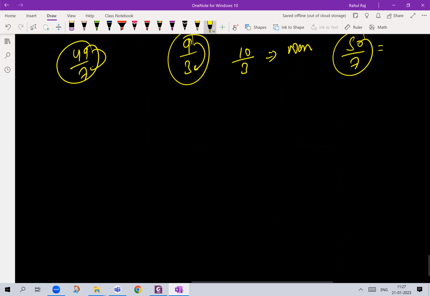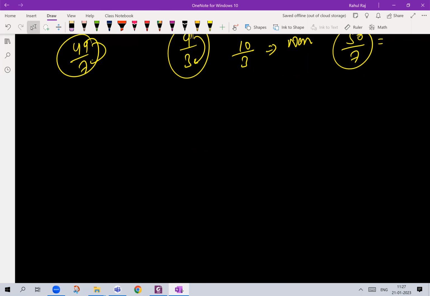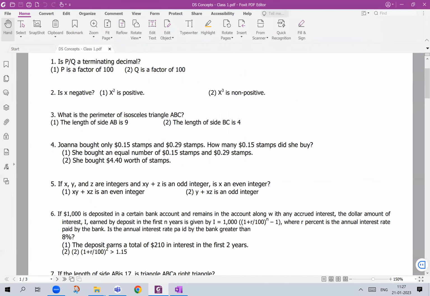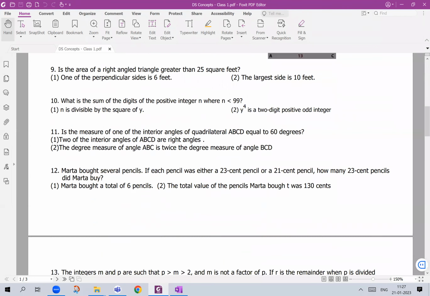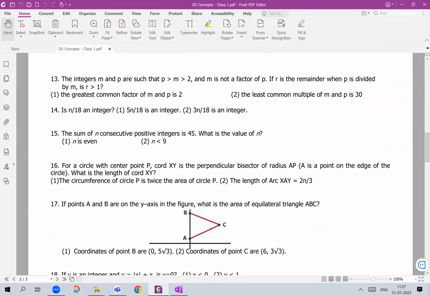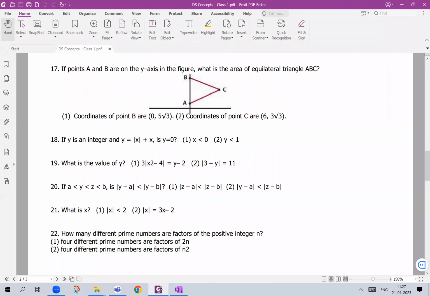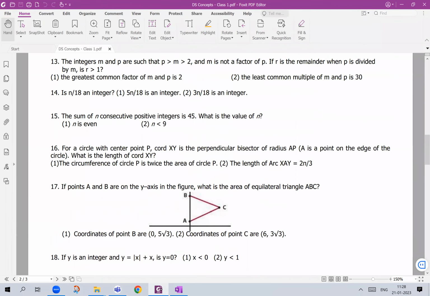Perfect. So guys, this was one type of question in data sufficiency. Now let's come down to the next type. It's pretty simple if you understand these two types. Why am I making you solve a few questions from here? Because I can't ask you to solve question number 13 or question number 20, because I'd have to teach you the entire concept of absolute value, or the entire number system concept.